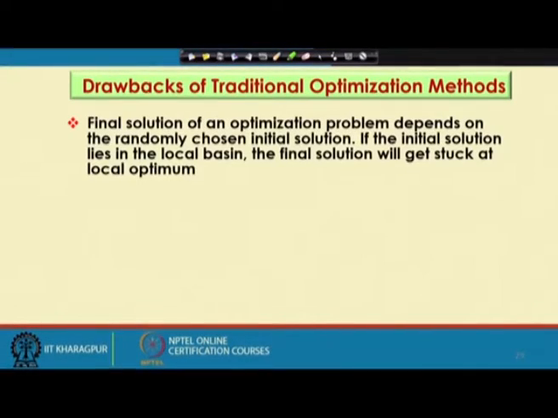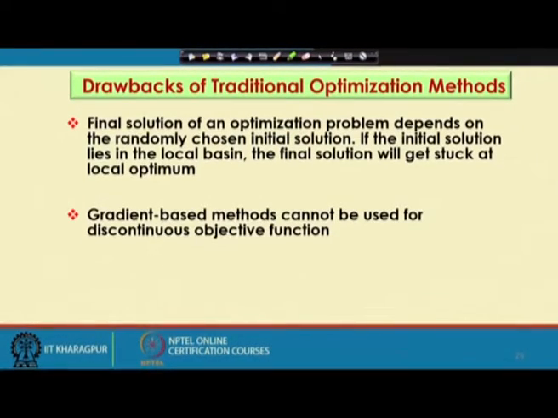Now, with this I am going to put forward the drawbacks of the traditional optimization methods. In traditional optimization tools, we start with one initial solution selected at random, and the final solution depends on the quality of the initial solution. If you select the initial solution in the local basin, you will get the locally optimal solution, and if you are lucky enough to select the initial solution in the global basin, only then will you get the globally optimal solution.